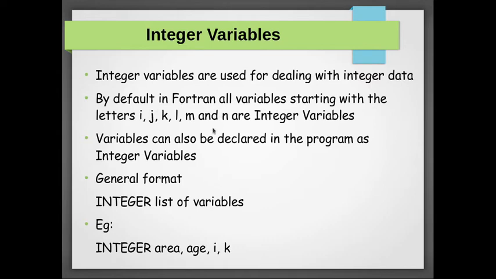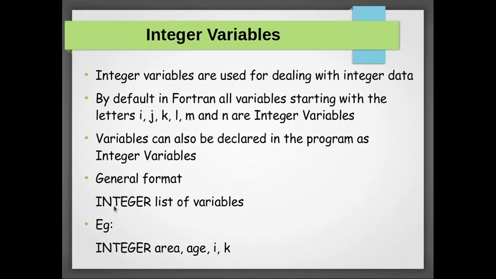If I don't go for the default, let me say I want to name a variable memory location as sum, S-U-M. This variable name does not start with any of these letters, I, J, K, L, M, N. So by default, it should be a real kind of variable. But I want sum to be integer. So what I can do is declare sum to be an integer kind of variable, overriding the default. So how do you declare?